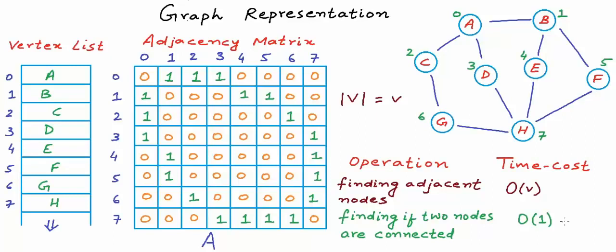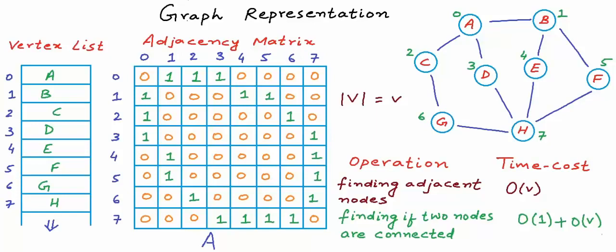But if names are given, then we also need to do the scanning to figure out the indices, which will cost us big O of v. Overall time complexity would be big O of v. The constant time access would not mean anything.